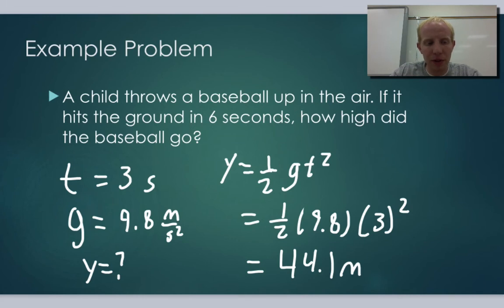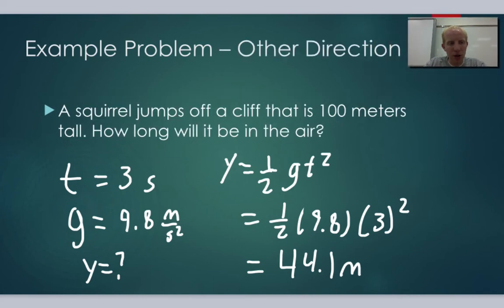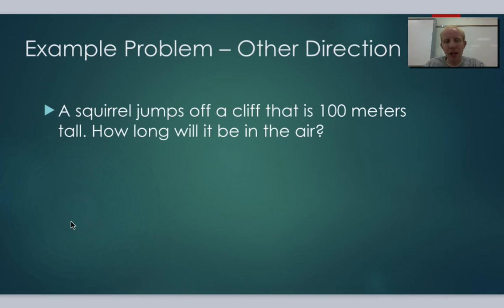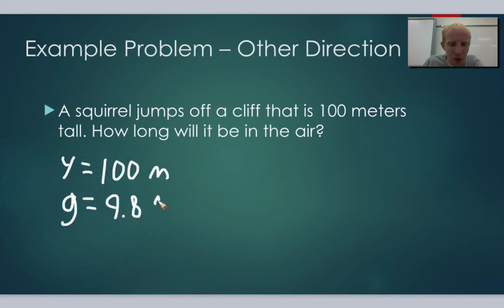we want to be able to figure out how to solve the problem if we're looking for the time instead of the distance. Okay? So like in this question, a squirrel jumps off a cliff that is 100 meters tall. How long will it be in the air? This time we know y is 100 meters. We still know g is 9.8 meters per second squared. But this time we're looking for the time. We don't know the time, we're looking for the time.